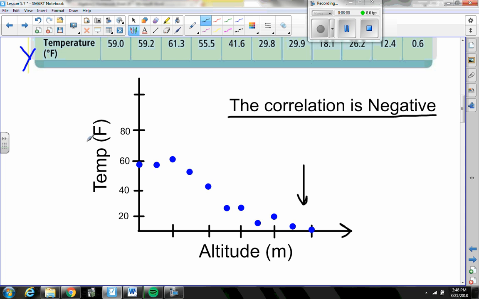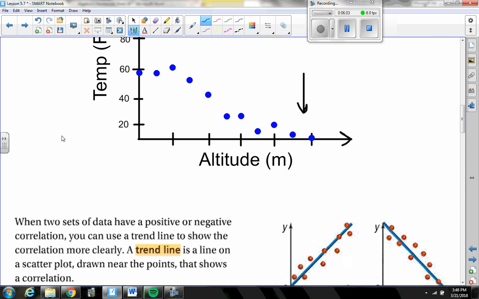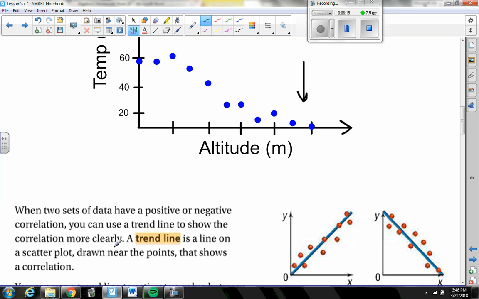The other part of your homework deals with something called a trend line. Sometimes when we have a scatter plot, to see the relationship a little bit more clearly or to see the correlation better, we draw what's called a trend line. A trend line is just a line on a scatter plot that we draw near the points that shows the correlation. So we just try to draw as nice a line as we can, kind of through the middle of where the points are going.